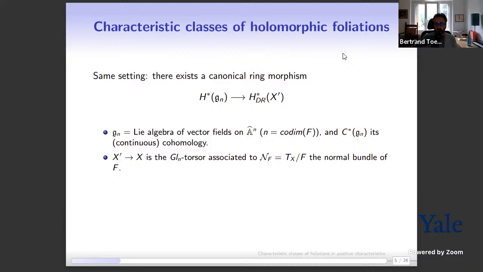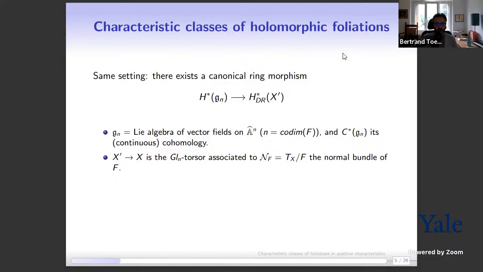N is the codimension of the foliation again. And well, I wrote C, but it's an H. It's a Lie algebra cohomology. There are some issues that this Lie algebra comes with a topology because these are formal vector fields and you have to take only a continuous cohomology. And this X prime is not X, it's the GLN torsor associated to the normal bundle. So it's something that sits over X.